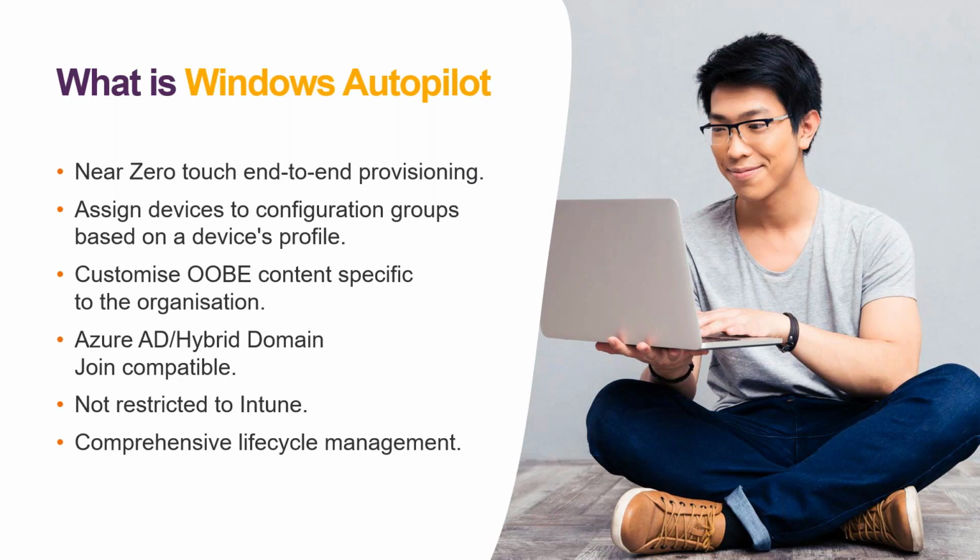So what this means is you can create a configuration profile for your marketing department, which is going to be different to a configuration profile for your sales department. So when you're configuring devices for those different departments, you can assign different settings and configure the profile accordingly. You can also configure Autopilot to customize the out-of-the-box experience specific to any organization.